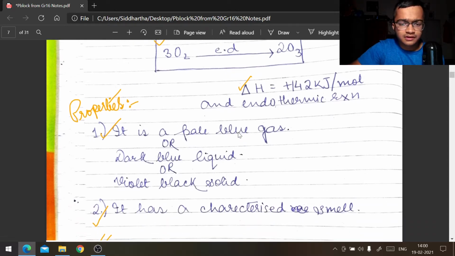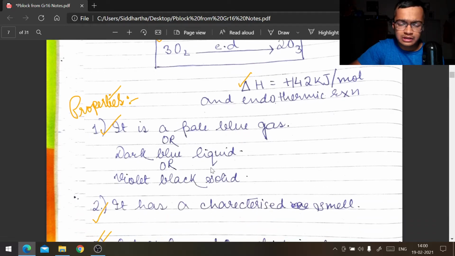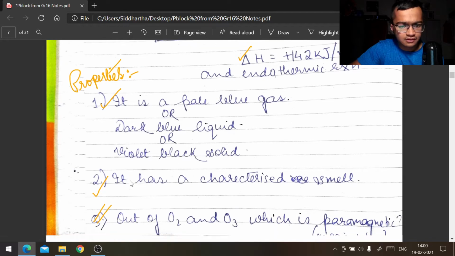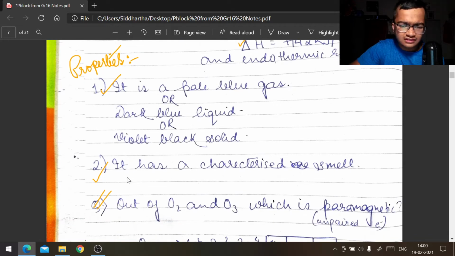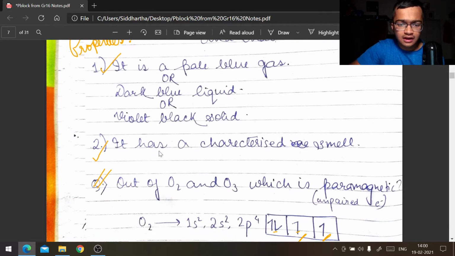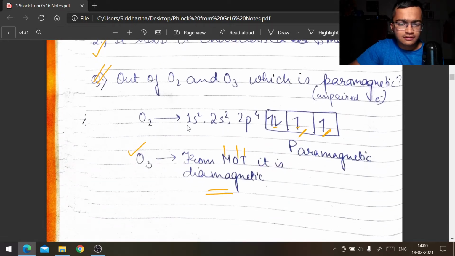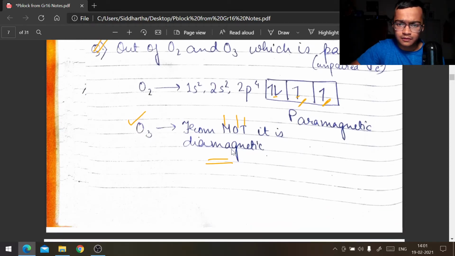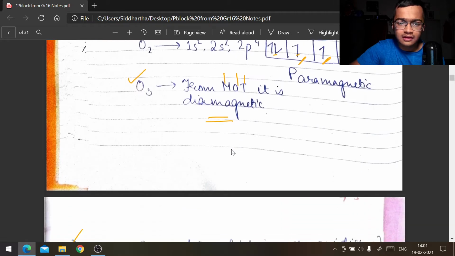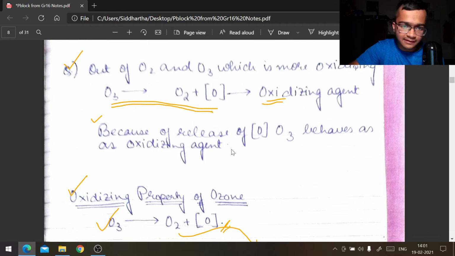Now coming to the properties, it is a pale blue gas, a dark blue liquid, or a violet black solid. It has a characteristic smell. Out of O2 and O3, which is paramagnetic? This is a question. When we see the atomic configuration of O2, there is 2p4, and when we draw the p orbital here, we can see the presence of unpaired electrons, which means it is paramagnetic. And in O3, from the molecular orbital theory diagram, we can say that O3 is diamagnetic.